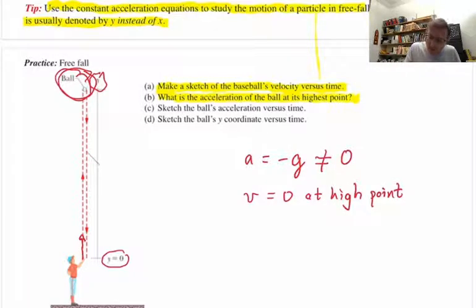All right, here's part C. Sketch the ball's acceleration versus time. I'd like you to do that for yourself, please. Sketch it on a piece of paper, pause the video so you can think about it, sketch it on the paper, and then come back.